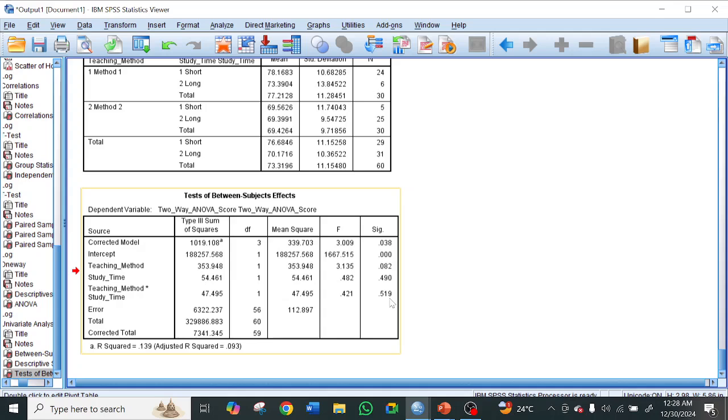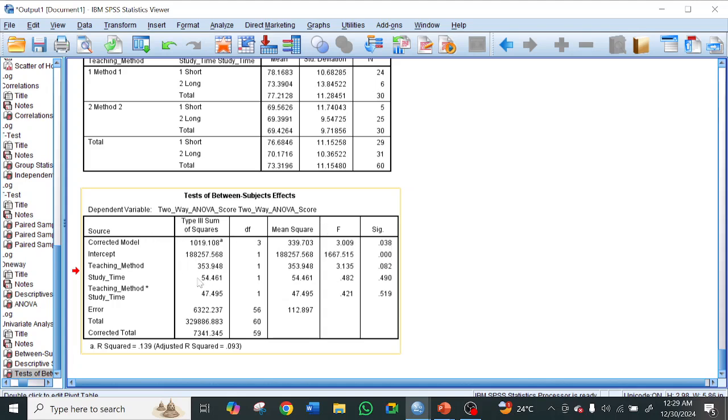So you can see in the overall model, that's F equals, this is the corrected model now. That's the overall model, the first one here. The F value is 3.009 and the significance level is 0.038. So the overall model is statistically significant, meaning that at least one factor or their interaction explains variation in score.